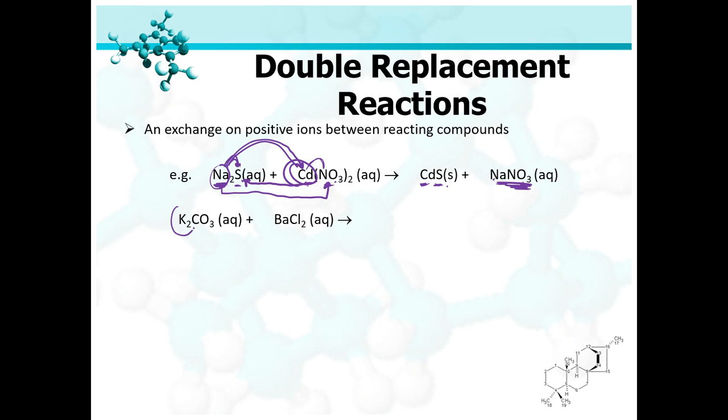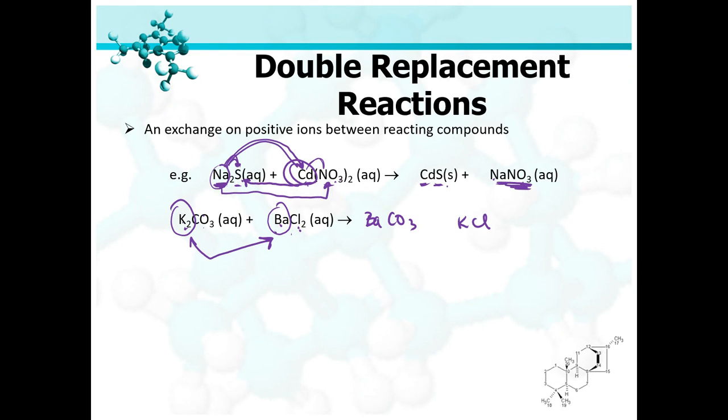Same thing here, we're going to trade our two metals. So potassium and barium are just going to trade places. We used to have potassium on carbonate, now we're going to put the barium on the carbonate. And we used to have barium on the chloride, now we're going to put the potassium on the chloride.